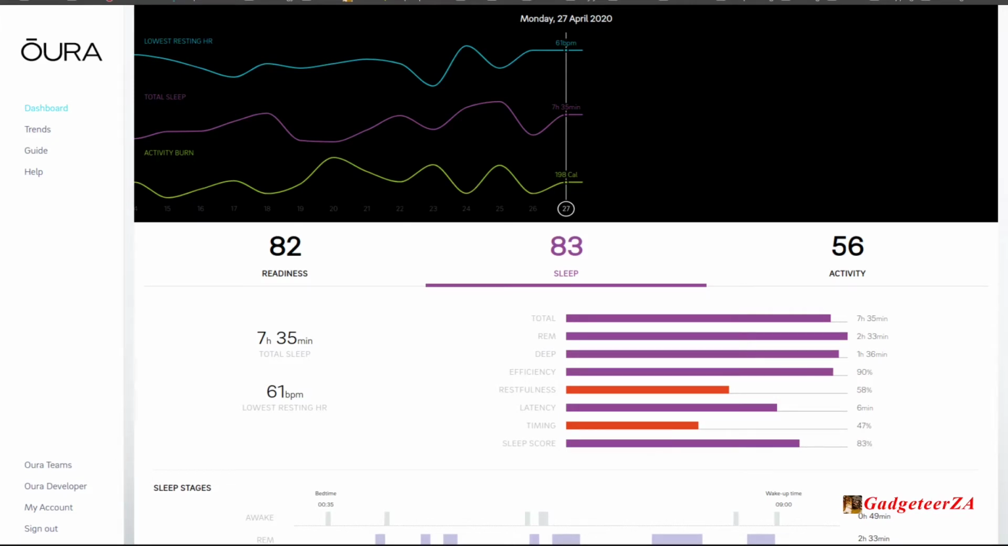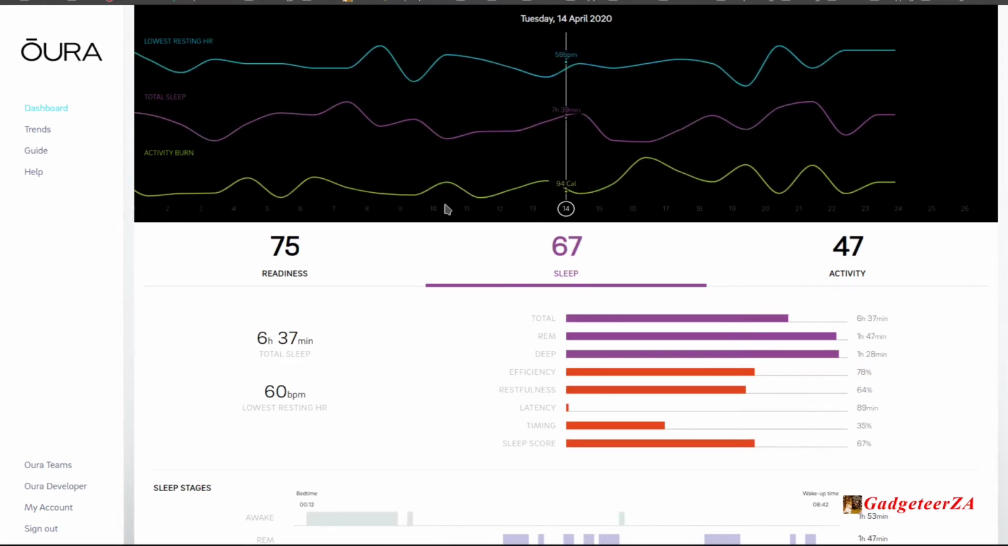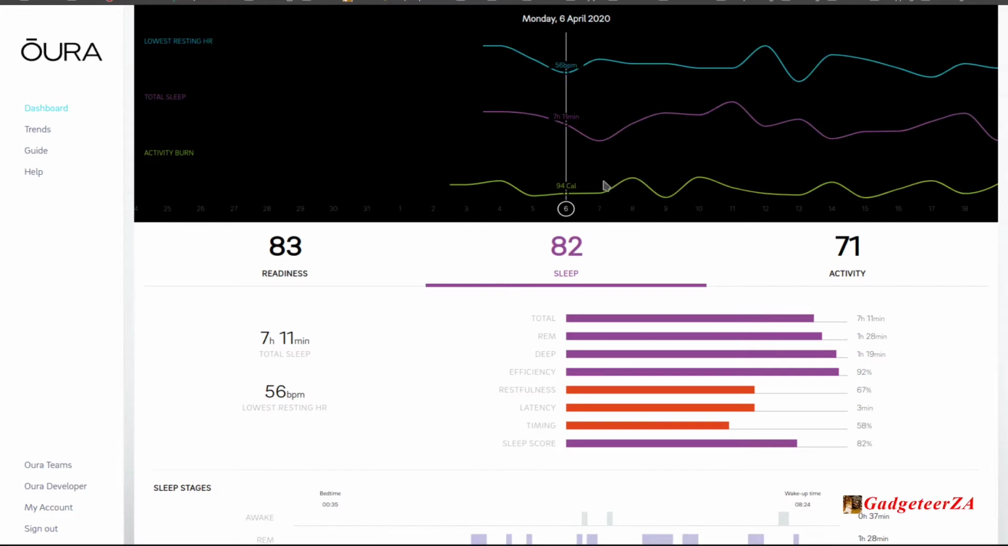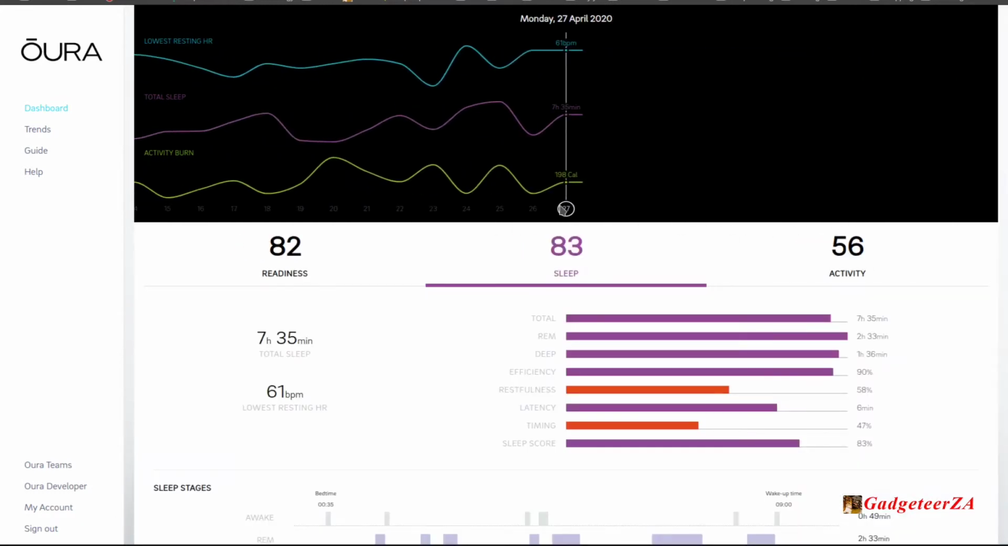This is the main desktop view that you see when you log into the website. So it's the dashboard view over here. You can see previous days here. If you go back, you can see the readings. And we are actually at the moment on the 27th of April. So it's showing at the moment the sleep score. This is for last night, obviously, then.